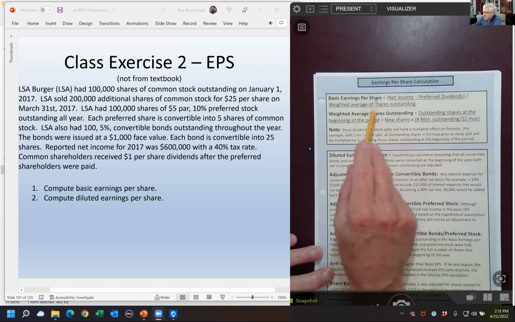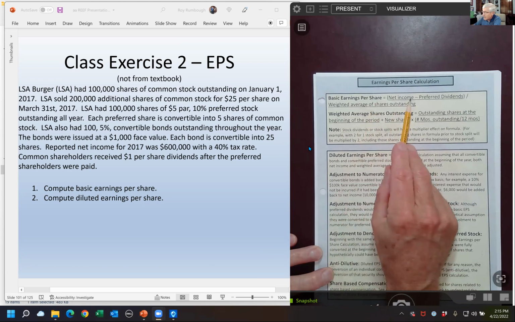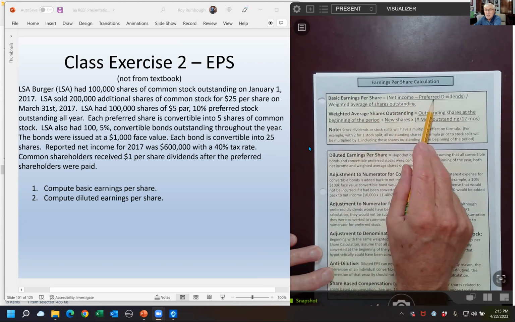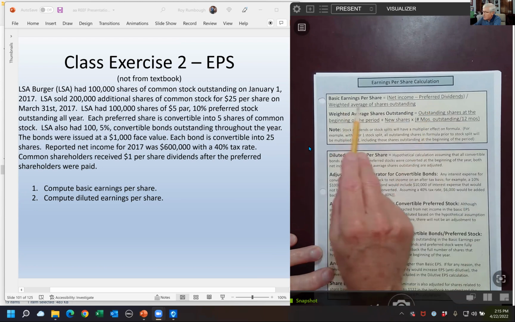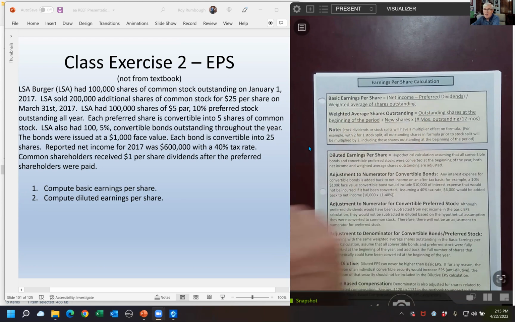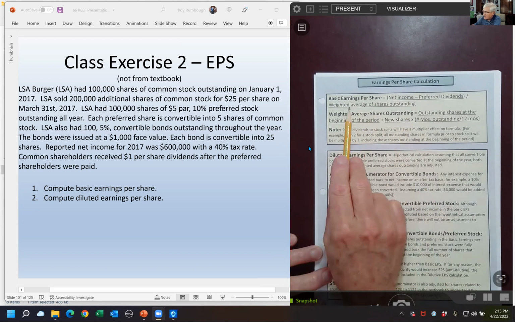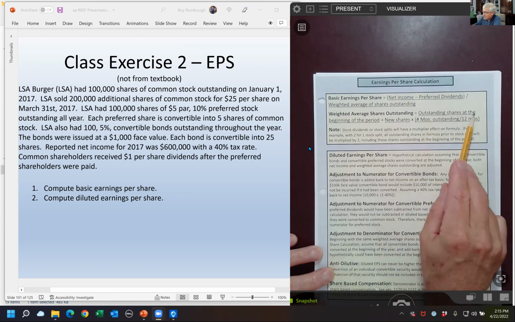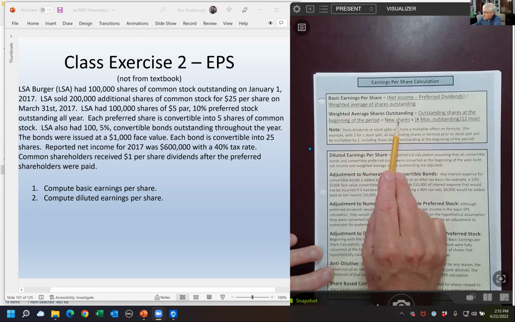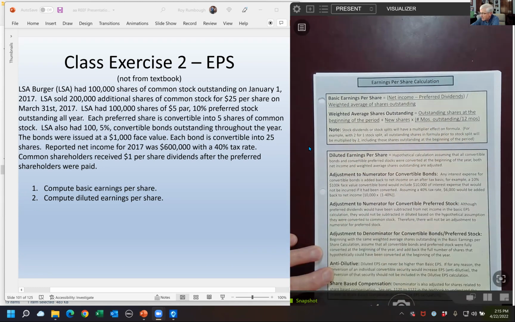So basic earnings per share, we're going to take net income. We're going to subtract the preferred dividends because they're not available to the common shareholders, and we're going to divide that by the weighted average of common shares outstanding, not preferred shares. And what's the weighted average share count? Outstanding shares at the beginning of the period plus new shares times the months outstanding.